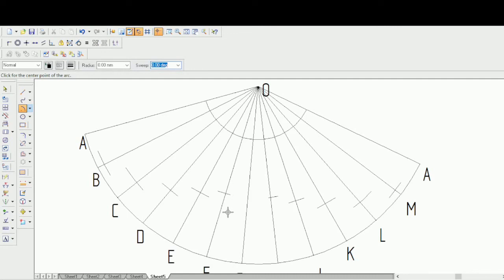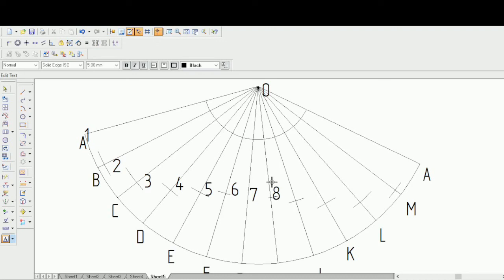So okay, so now what we'll do is let's try to join all those points. So before joining, let's try to name it. So let this be 1, let this be 2, let this be 3, let this be 4, let this be 5, 6, 7, 8, 9, 10, 11, 12, and then back to 1.